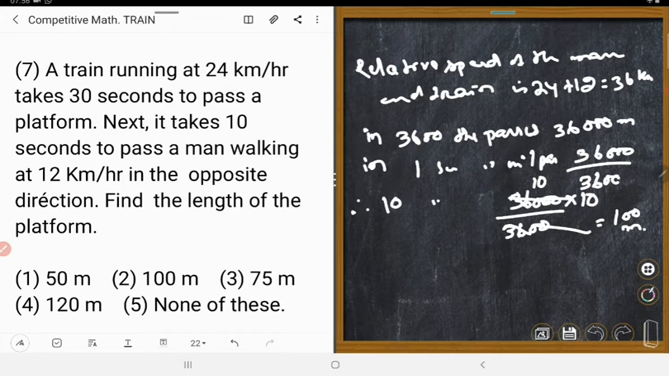Could you understand? That train passed a platform in 30 seconds. So let's calculate the length. We will calculate the length, which is the length of the train and the length of the platform. We will subtract the length of the train, so we will get the length of the platform. Again, the same principle, same relative principle.